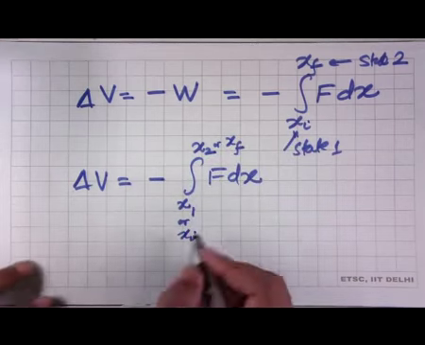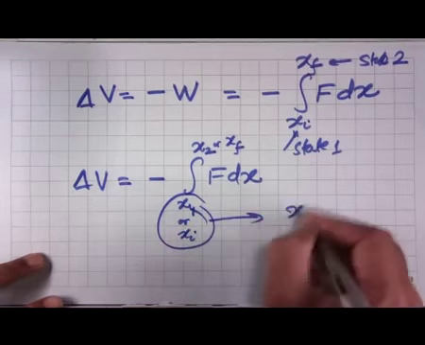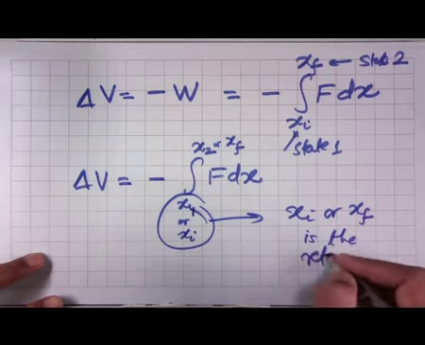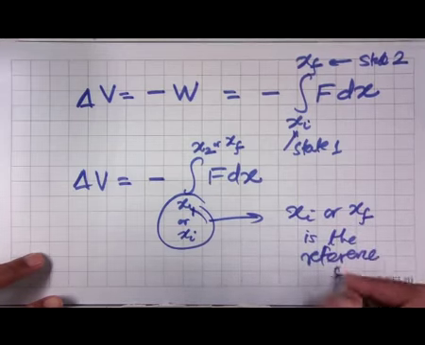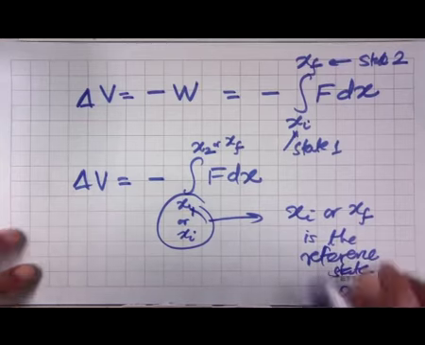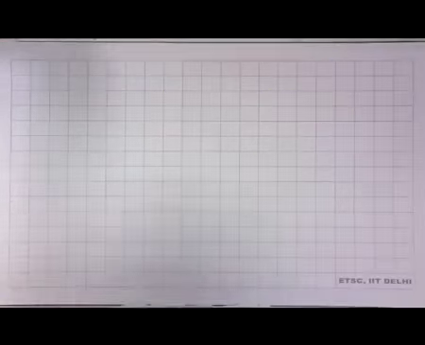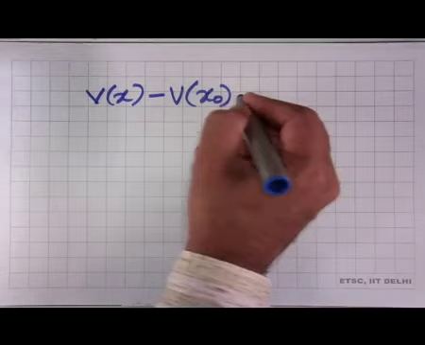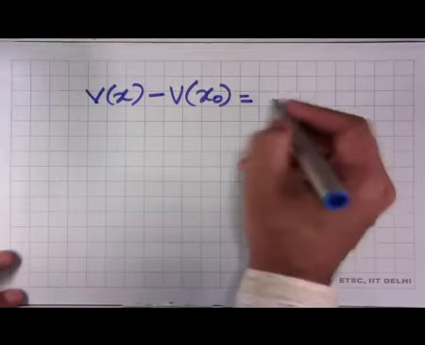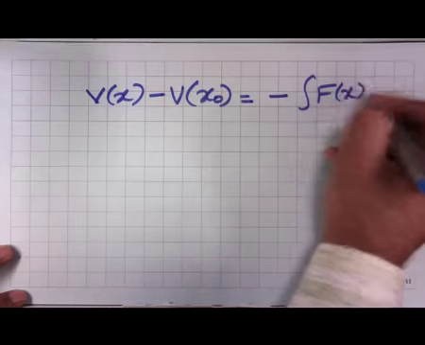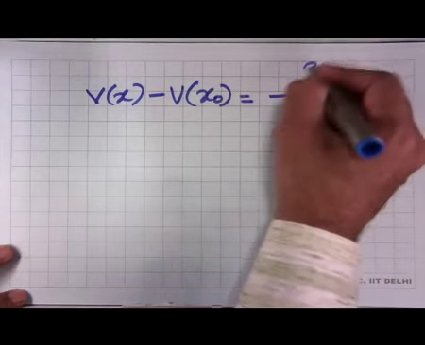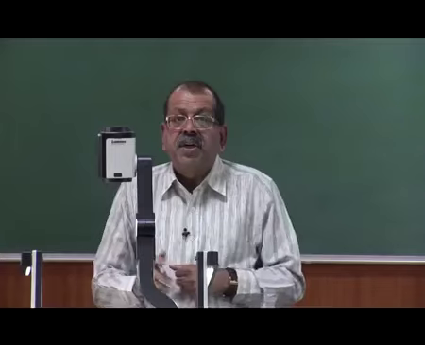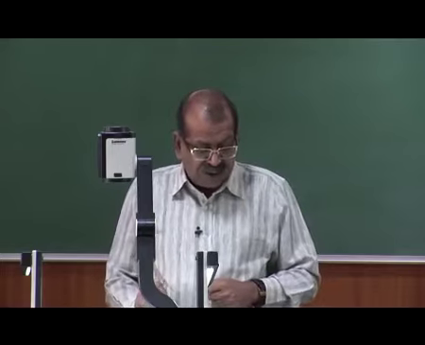Now, if the initial state xi or xf is the reference state, and if we use the symbol 0 for the reference state, then what we can say is potential energy at any x minus the potential energy at x0 will be equal to minus the integral of f(x) dx with x going from x0 to x. So, this is how we can define the change in potential energy with respect to a reference state.